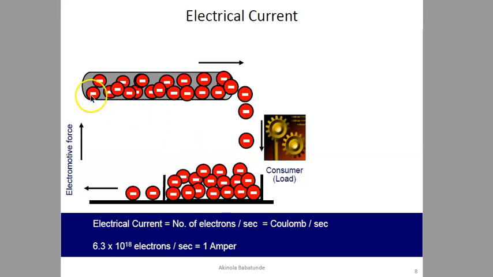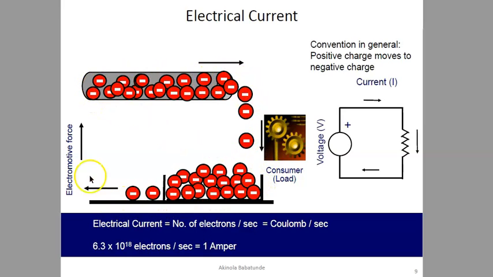So you can see electron flowing down, and as they are flowing down, the convention in general used in the study is that positive charge moves to negative charge, just like we explained the other time. So this is a basic circuit, and you can see we have a voltage, and you can see we have the positive charge at the top. Right at the bottom here is the negative charge. Current flows from positive charge to negative charge.